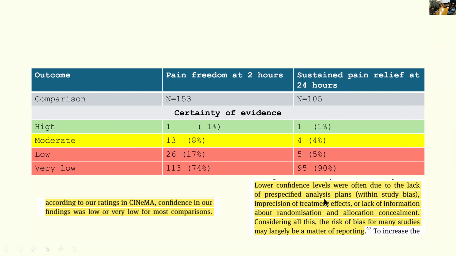But what they are saying is, it's probably low because of the lack of pre-specified analysis plans within the studies, or there was a lack of information about randomization and allocation concealment. So they're thinking that the risk of bias is probably because the primary authors of these individual studies didn't report the trials properly. Could be true.